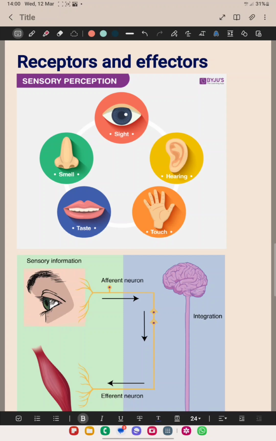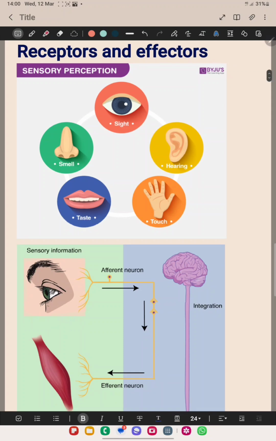There are 5 receptors in our body. They are eye, ear, skin, tongue and nose. From the eye, sight; ear, hearing; skin, touch; tongue, taste; and nose, smell is perceived.